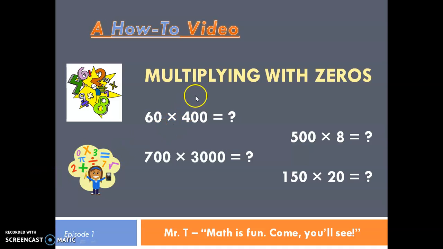Today's topic is multiplying with zeros. Sometimes in math, we have to multiply with factors that have zeros at the end, or one has zeros at the end. Today, I will show you a trick about how to help you do this.